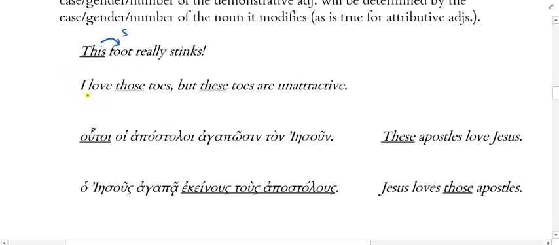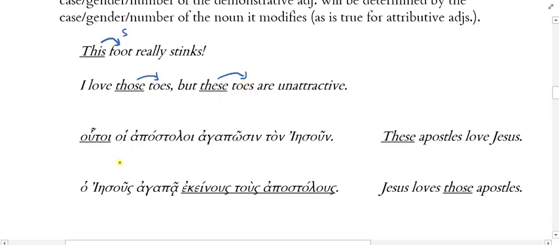Number two here. I love those toes. Notice that toes is being modified by the demonstrative adjective. So there's a noun that it accompanies that agrees with it in case, gender, number. Here it would be accusative case because it'd be the direct object. I love those toes, but these toes are unattractive. Notice these is accompanied by another noun that it would agree with in case, gender, number.